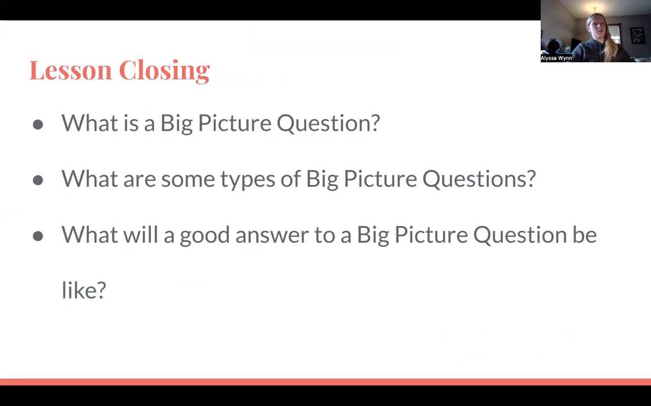So we're going to do one last little review to make sure that you understand the purpose of today's lesson. So what is a big picture question? It talks about the main idea. Yep. What are some types of big picture questions that you might see? What is it talking about, like the article or whatever the topic is? Yep. And what will a good answer to a big picture question be like? Explaining about the topic. Yep.